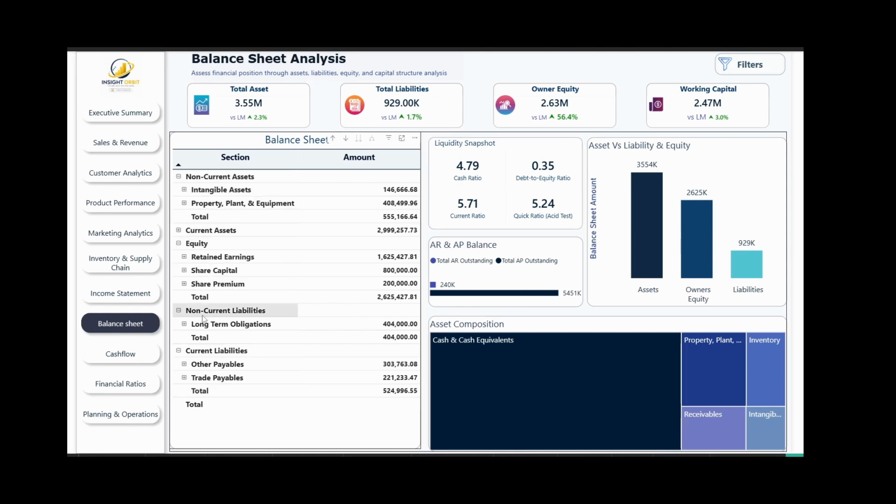And this is the liquidity snapshot: current ratio, debt to equity ratio, quick ratio, and cash ratio. And this is the asset versus liability and equity, and this is the asset composition. Then next, we start with the cash flow statement.